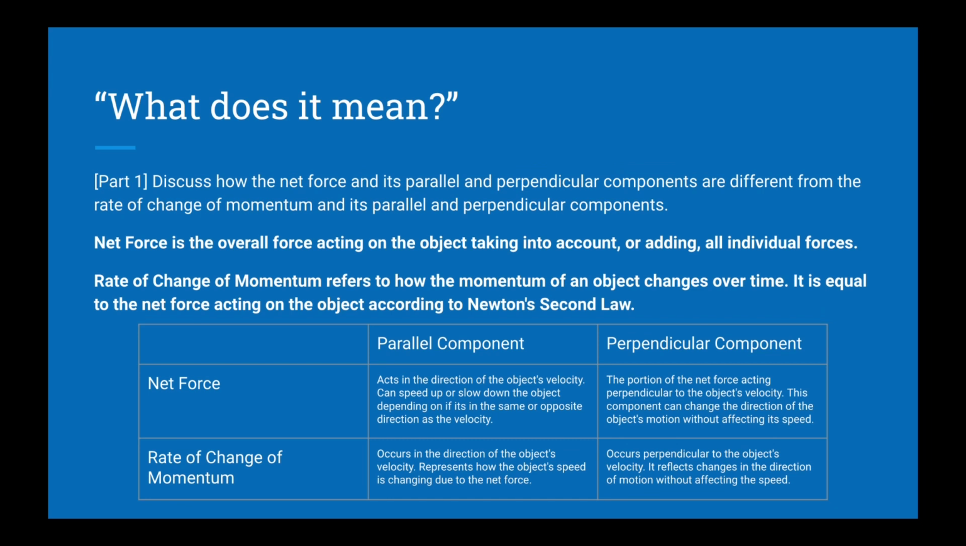The rate of change in momentum refers to how the momentum of an object changes over time. It is equal to the net force acting on the object according to Newton's second law. Its parallel component represents how the object's speed is changing due to the net force, while its perpendicular component reflects changes in the direction of motion without affecting the speed.